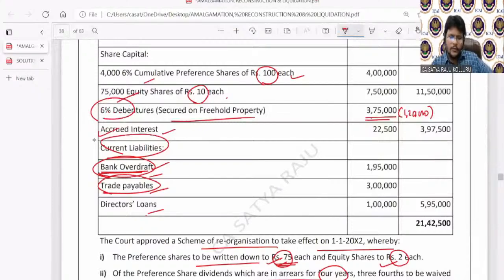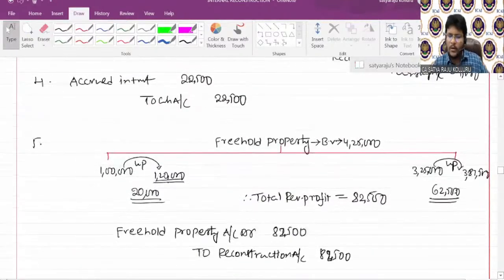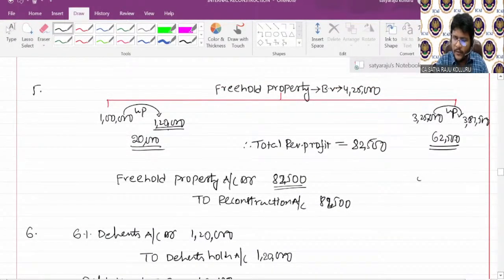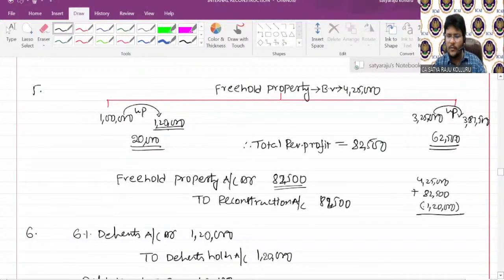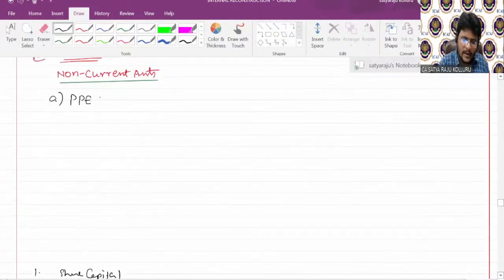PPE. So if you observe in the problem, freehold property is there, which is at 4,25,000. But we have clearly given the working note on the freehold property. Now you made the upward revaluation of 82,500. After that, freehold property worth 1,20,000 is given to the debenture holders. Opening 4,25,000, plus upward revaluation of 82,500, minus 1,20,000 given. Then how much is there with you? 3,87,500. So you can represent the same here, 3,87,500 is the freehold property with you.